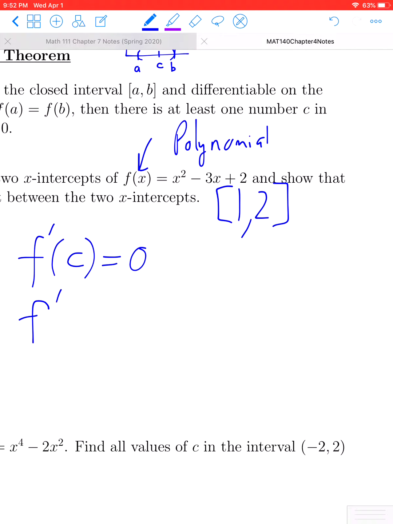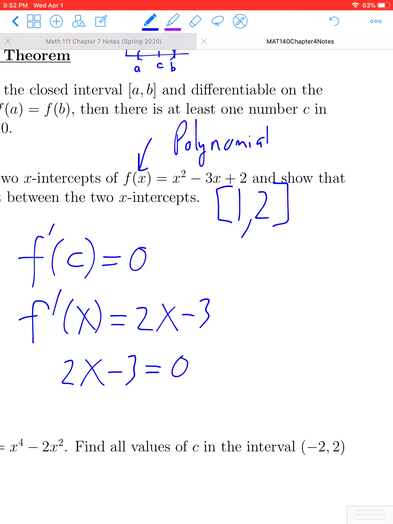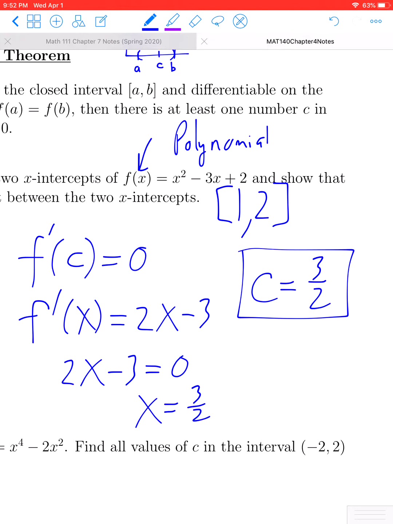We can actually solve for this. Let's take the derivative. f prime of x would be equal to 2x minus 3. Set the derivative equal to 0. 2x minus 3 equals 0. And we will get that the value we're looking for is going to be 3/2. So the value that was stated to occur in Rolle's theorem would be c equals 3/2. And notice that that clearly is in the open interval 1 comma 2.